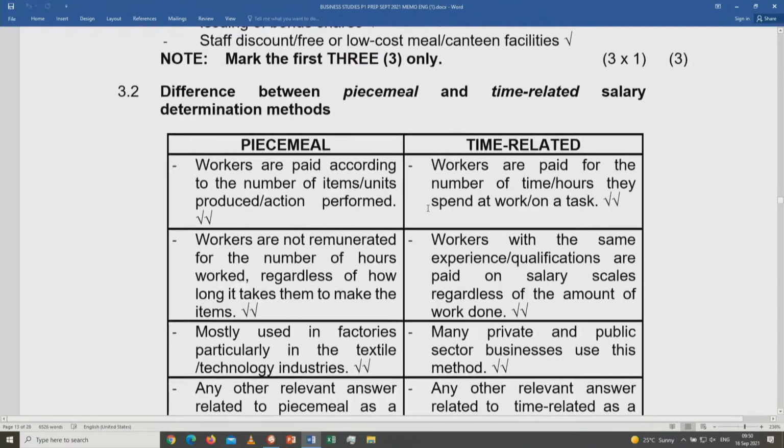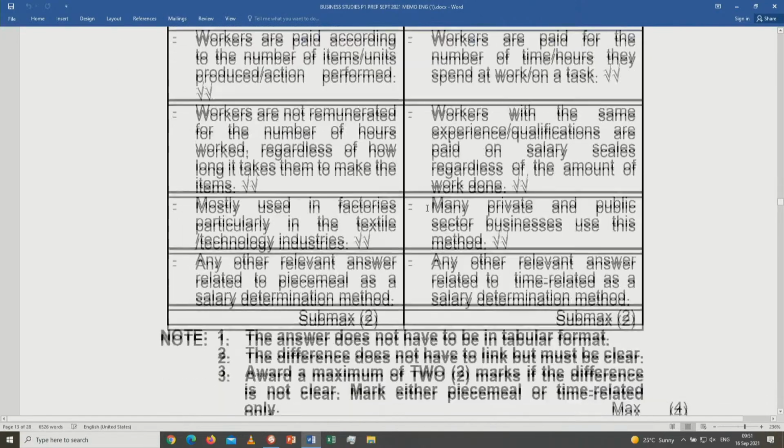3.2, the difference between piecemeal and time-related salary determinations. Look at that. Piecemeal, for example, workers are paid according to the number of items or units produced or action performed, 2 marks. Time-related, on the other side, workers are paid for the number of time or hours they spent at work or on a task. It's another 2 marks. So you can see the difference between the two. You can read through all the responses.